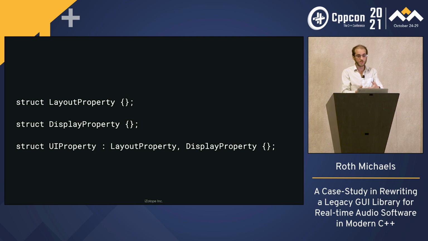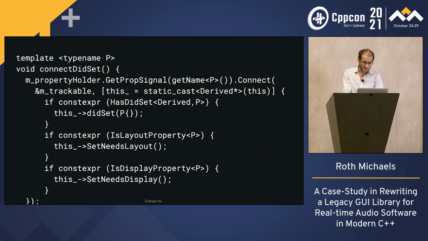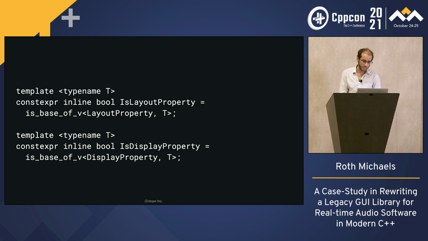And we actually tell users, use UI property as your default basically all the time, and you'll have the behavior you want. And only when it actually matters as a performance thing that you don't want to do that, you can change it to layout property or display property as needed. And the type traits for is layout property and is display property are really simple. They're just a constexpr bool that's the value of is base of layout property T or display property T.